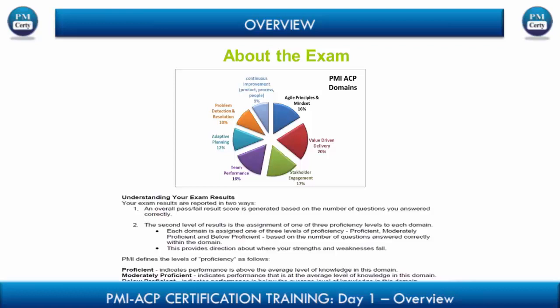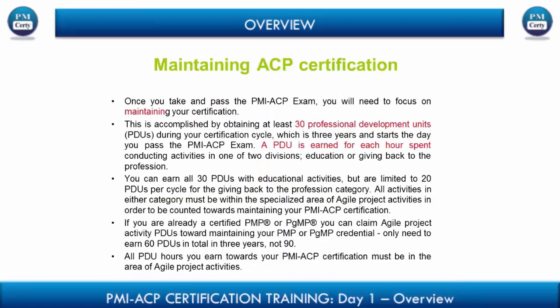When you get your results, it's a pass or a fail, and it actually tells you about each domain. Typically this is very much like the PMI PMP kind of proficiency level, which talks about proficient, moderately proficient, and below proficient. Based on the number of questions within each domain, you are marked along this. Proficient means you're better than average, moderately is average, and below is less than average. This is good for us because we understand the areas where we could improve or where we are strong, and we could build on these practices.